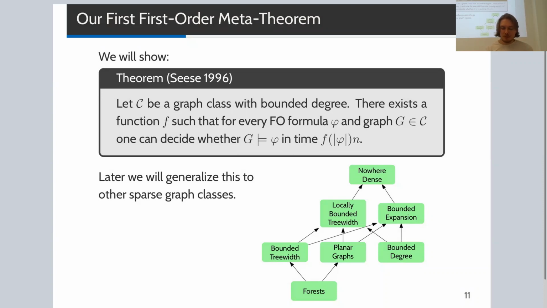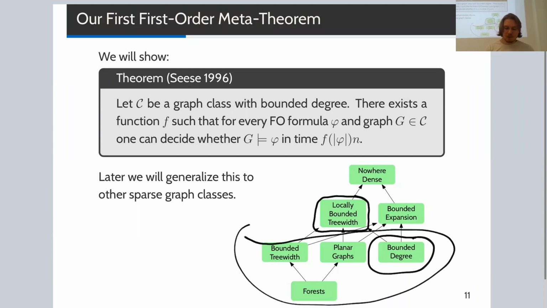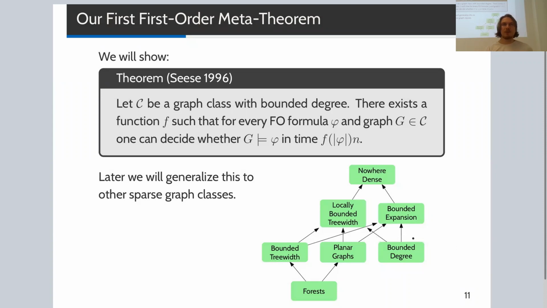And this then shows that bounded degree graph classes are tractable. And we're going to use the same method later on also for locally bounded tree width graph classes. And locally bounded tree width will generalize basically everything that we've talked about so far. It generalizes bounded tree width, planar graphs, bounded degree, forests. So locally bounded tree width will be a very, very general measure of sparse graphs. But first, let's talk about the bounded degree case, because everything will translate quite easily once we have done the bounded degree case.